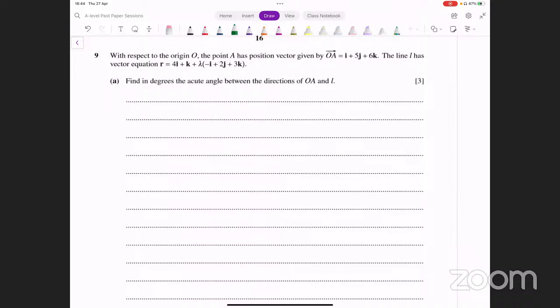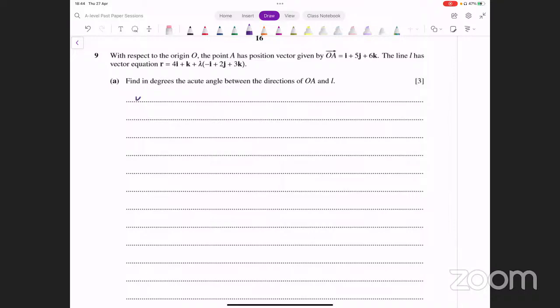All right, let's move on. Question number 9. With respect to the origin O, the point A has position vector OA equal to i plus 5j plus 6k. Then we have a line L that has vector equation r equals 4i plus k plus lambda into this. Find in degrees the acute angle between the directions of OA and L.